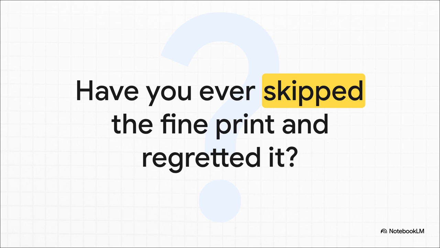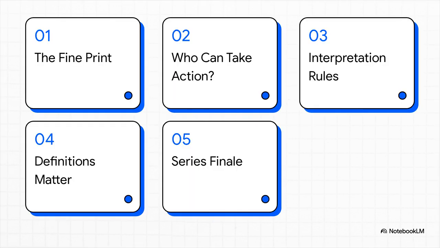So today, we're taking a close look at Chapter 17, the General Provisions, which acts exactly like that all-important fine print. Think of this explainer as your ultimate user guide. Here's our roadmap for today. Number 1, the overlooked fine print. 2, who can take action. 3, the rules of interpretation. 4, why definitions actually matter. And 5, the series finale, your Constitution.